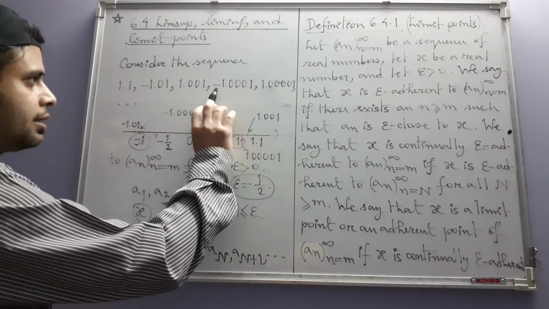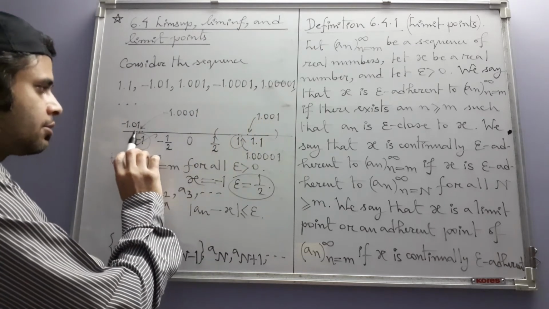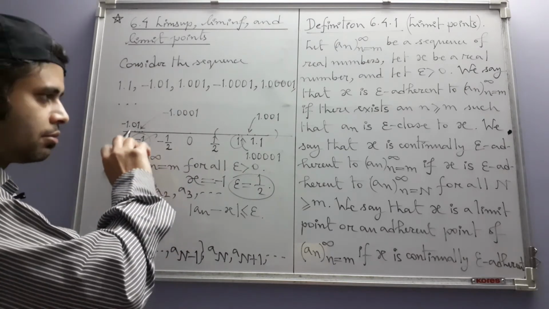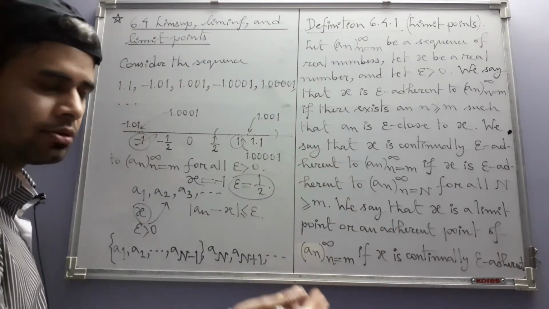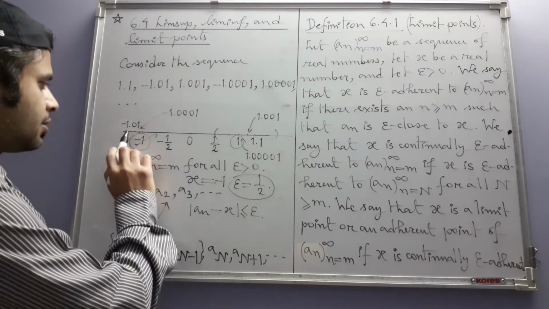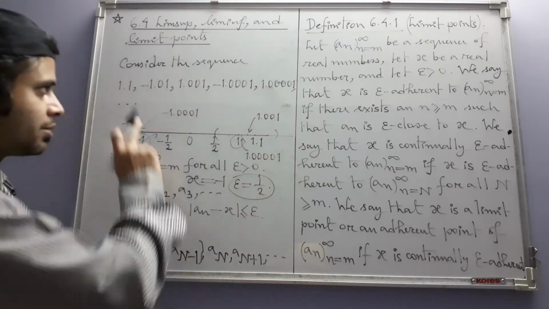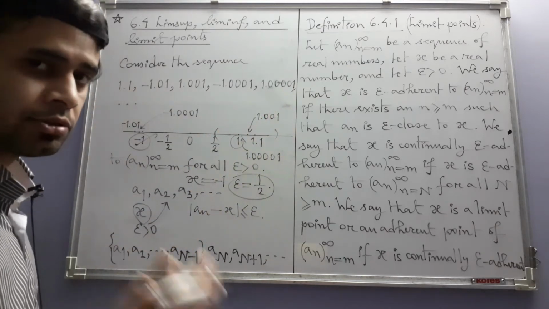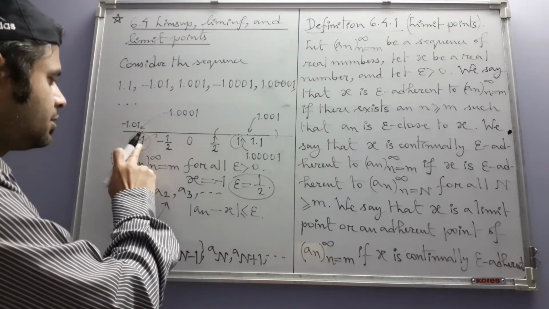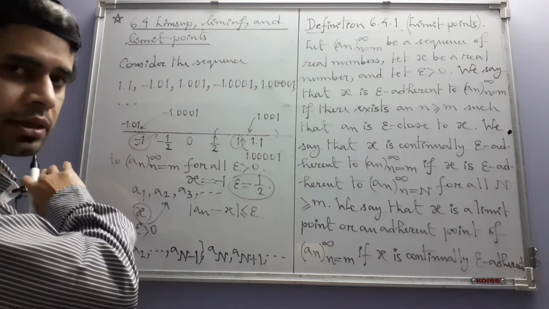The next negative term is -1.0001. So it is closer to -1 than -1.01, and the further down the sequence you go, the closer it will get to -1. So in fact, it does not matter how many terms we remove from the beginning of this sequence. Actually, we have better terms, terms which are closer to -1 than the previous terms.